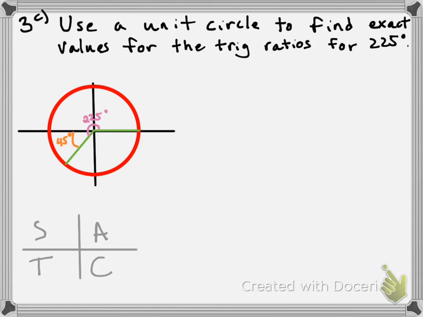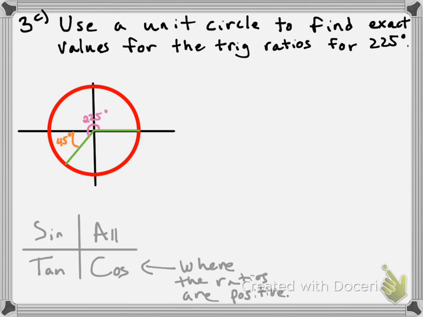Please remember that the CAST rule stands for cosine, all, sine, and tangent. What those mean is an indication of where the ratios are going to be positive. For example, if you have an angle in quadrant 4, cosine is going to be positive and everything else is going to be negative. If you have an angle in quadrant 2, then the sine will be positive and cosine and tangent will be negative. If you have an angle in quadrant 1, then everything's positive. So what the CAST rule tells you is where the ratios are positive. Just keep that in mind. So what does this mean?